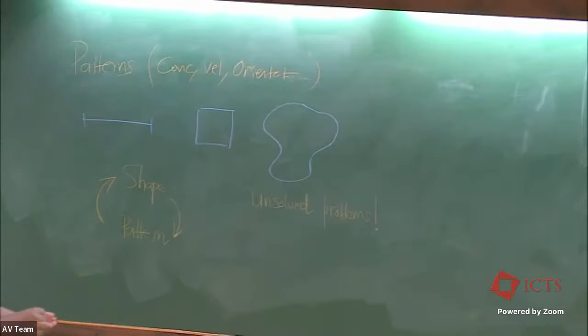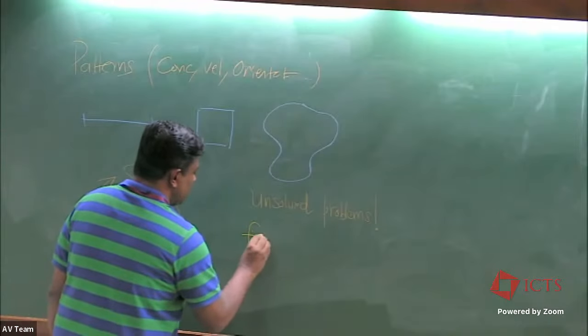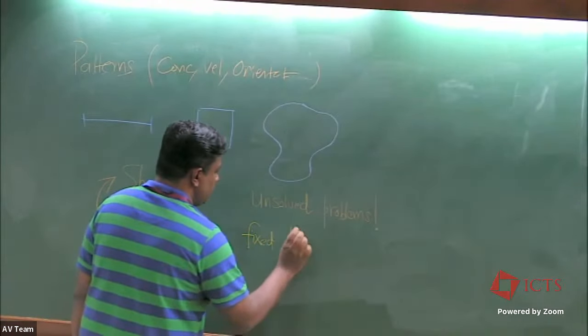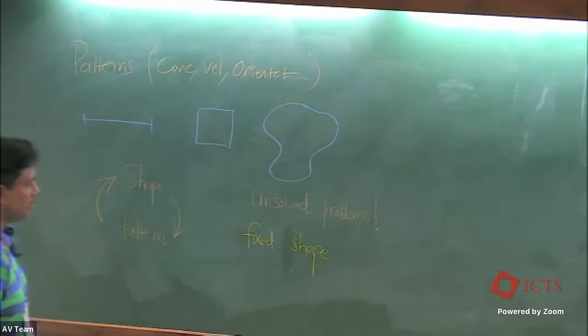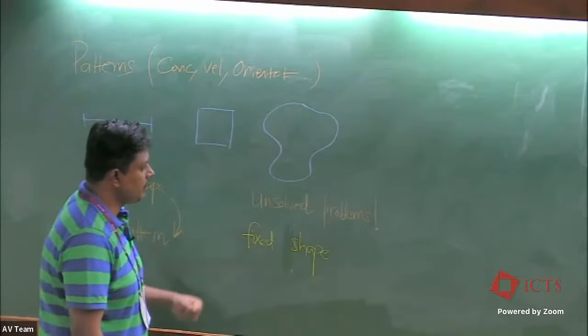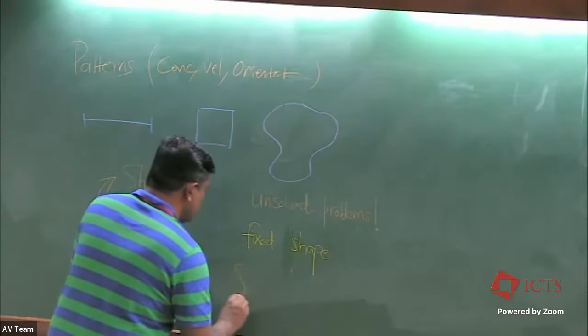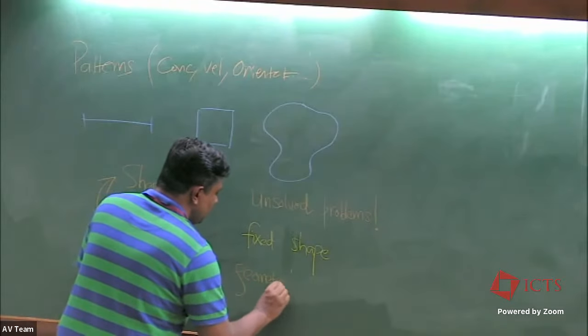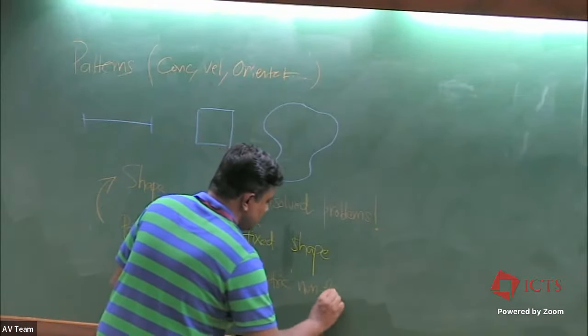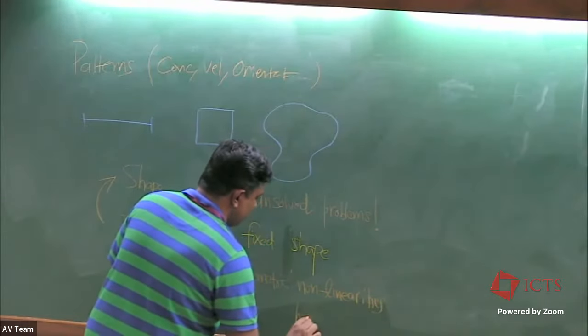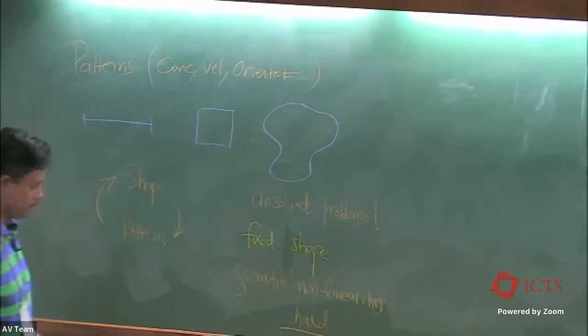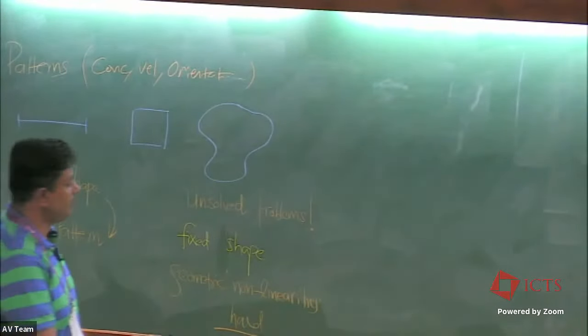Well, if the shape is fixed, you can do something. I mean, you can at least write down the equations reasonably easily. The equations are easy to write down, but almost impossible to solve, because the nonlinearities that come from geometry make it very, very hard. So geometric nonlinearities are very hard. But that's not the real problem.